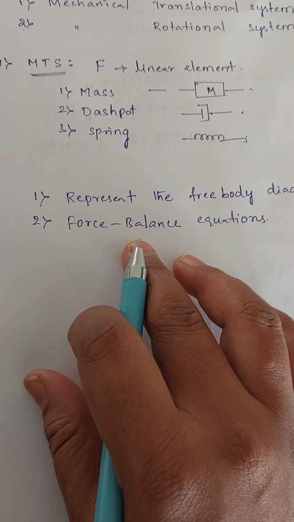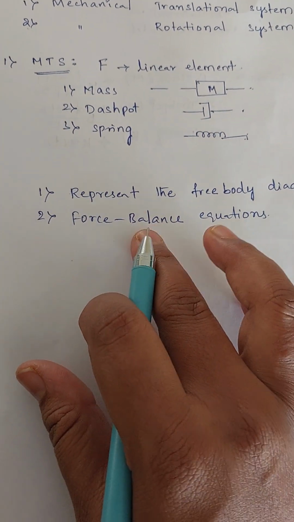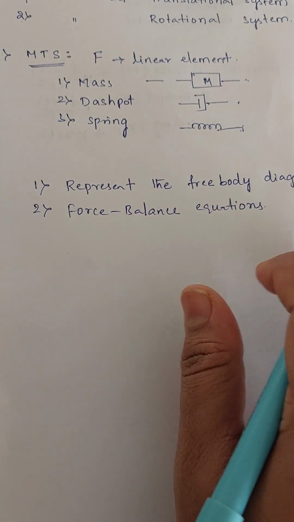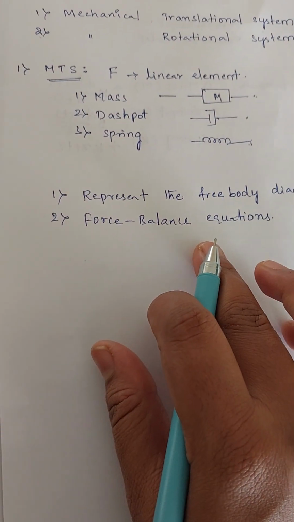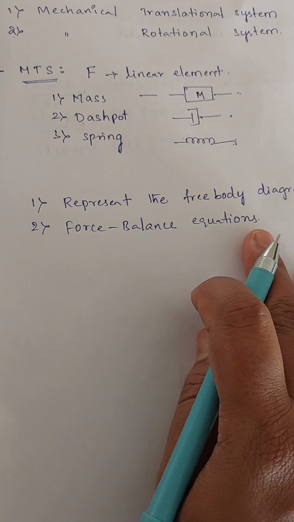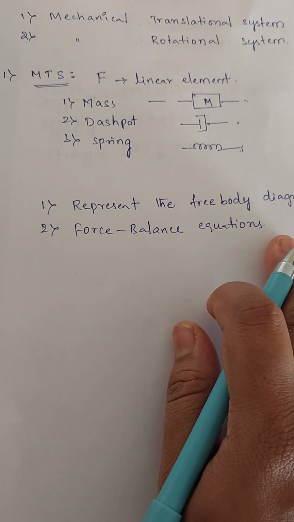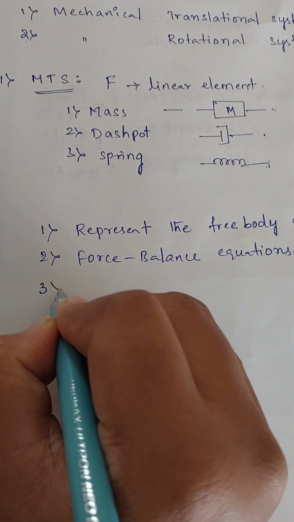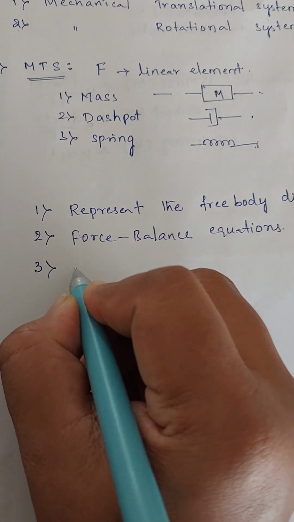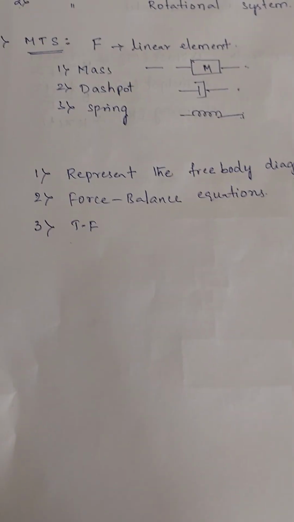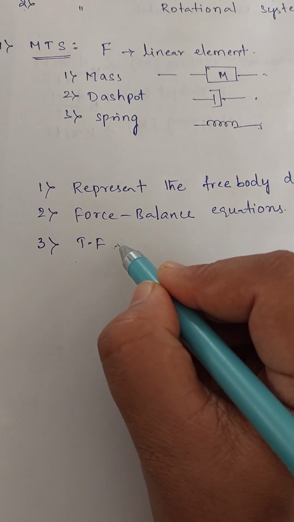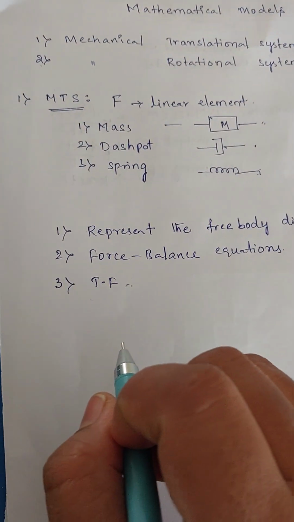These force balance equations are written such that we represent the applied forces and the counter forces acting on the given system. All the elements represented in a single equation is called a force balance equation. After that we represent the differential equation, and then we represent it in the form of a transfer function. This transfer function gives the actual mathematical model for a given system.